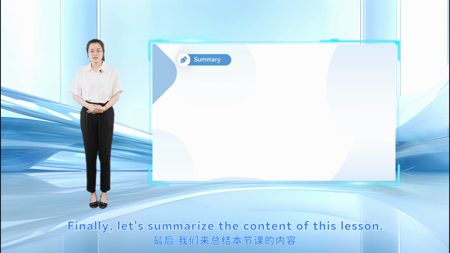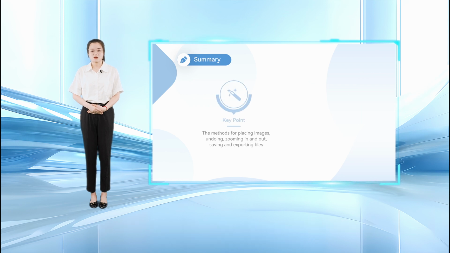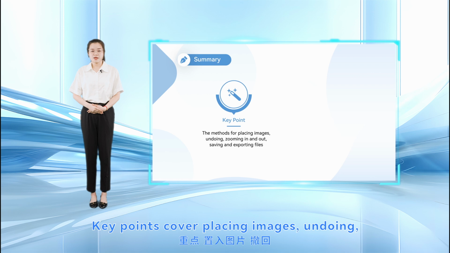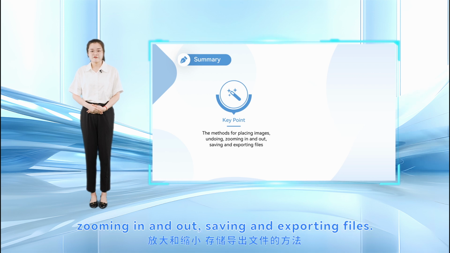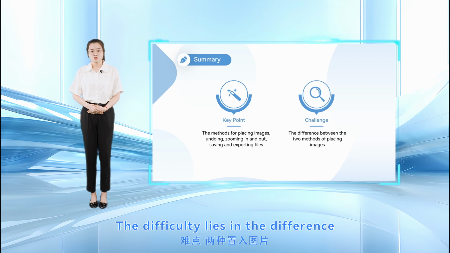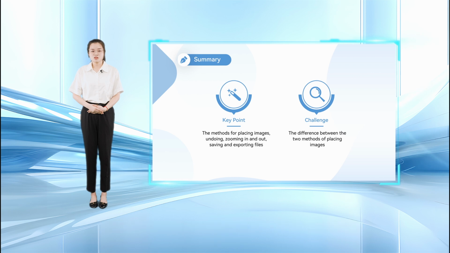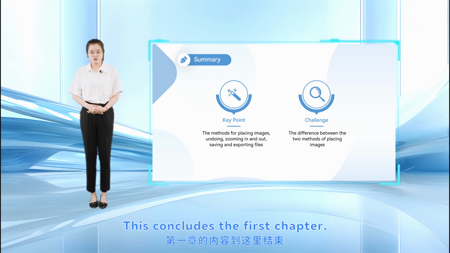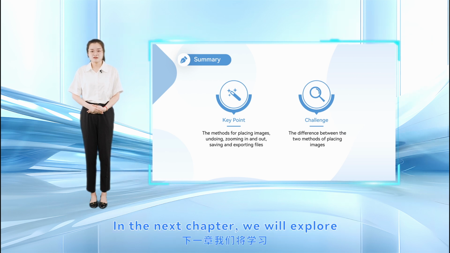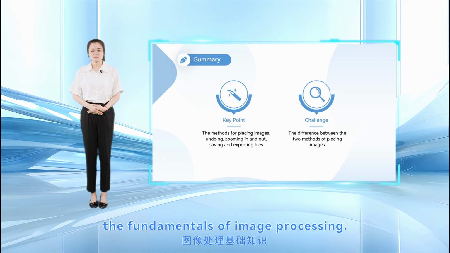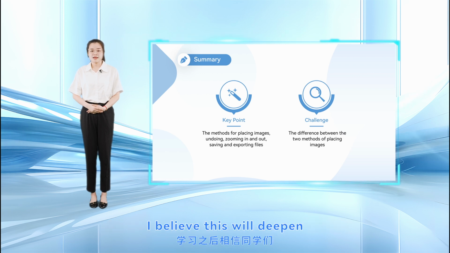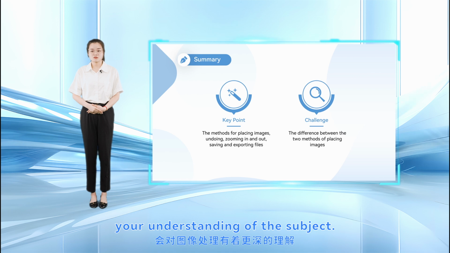Finally, let's summarize the content of this lesson. Key points cover placing images, undoing, zooming in and out, saving and exporting files. The difficulty lies in the difference between the two methods of placing images. This concludes the first chapter. In the next chapter, we will explore the fundamentals of image processing. I believe this will deepen your understanding of the subject.